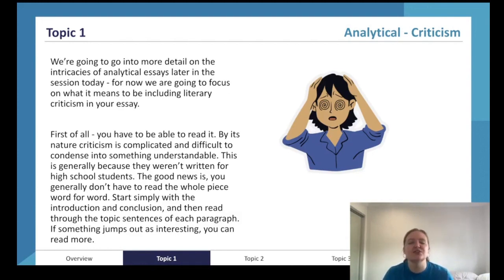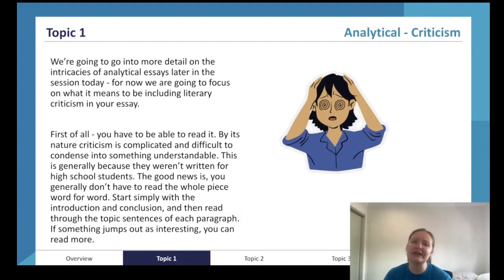The good news is you generally don't have to read every single word of the piece. Not all of it is going to be relevant to you. So when you're approached with perhaps a stack of writing that can be about that thick, start simply with your introduction and conclusion. Get a good idea of what the author's argument is, get an idea of what they are trying to prove as correct or what they're trying to persuade the reader to understand.